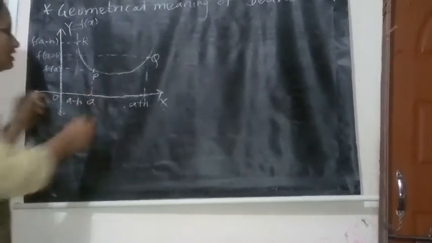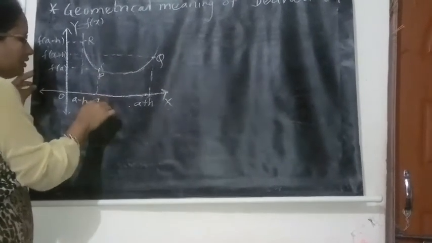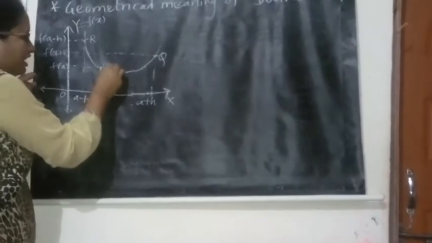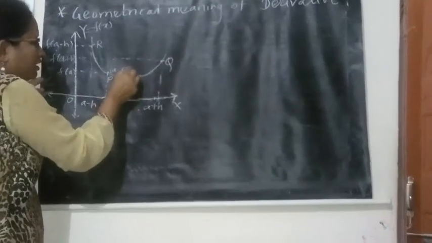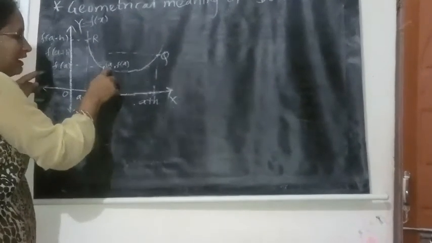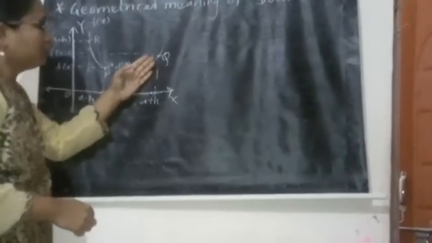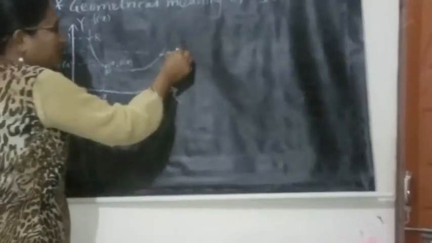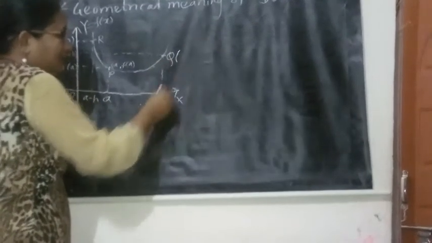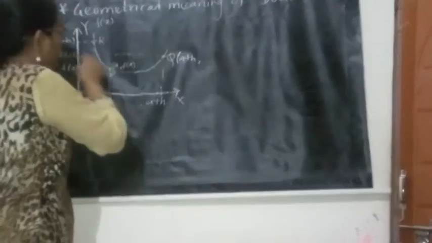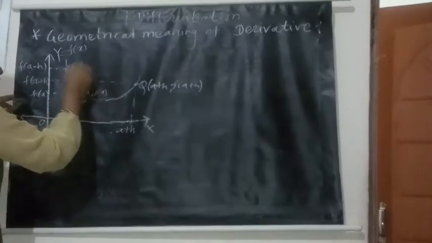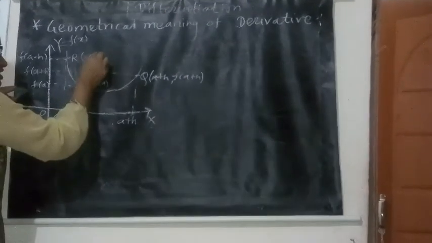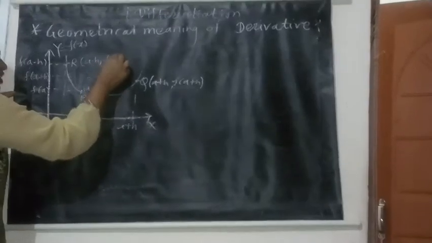Now we have to write the coordinates of point P. First take the x coordinate, that is A, and the y coordinate f of A. Therefore the coordinates of point P are A and f of A. Similarly, the coordinates of point Q: the x coordinate is A plus H, and the y coordinate is f of A plus H. Similarly, the coordinates of point R: the x coordinate is A minus H, and the y coordinate is f of A minus H.